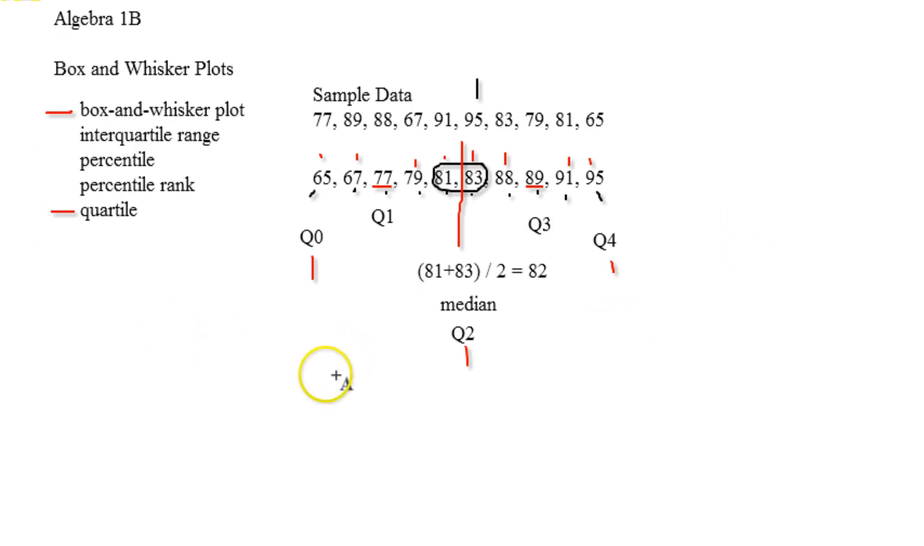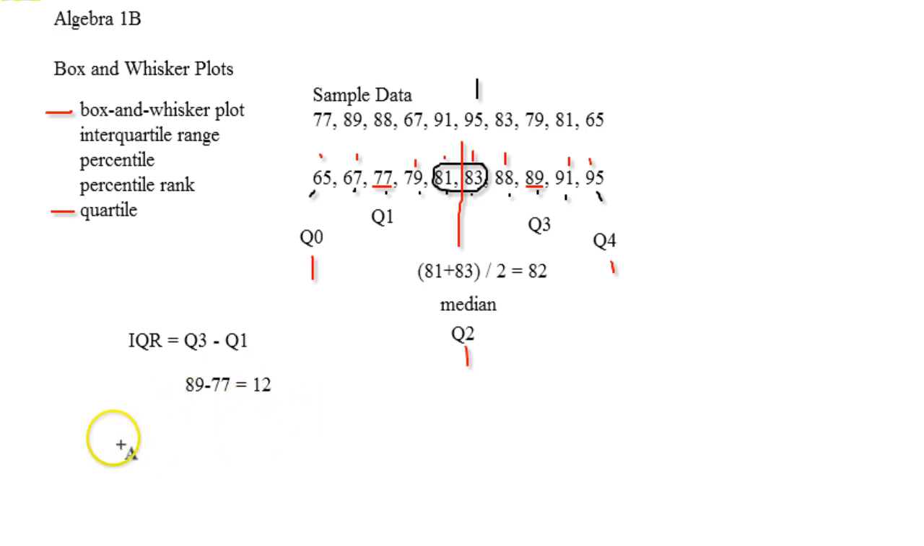Now the interquartile range, which is called the IQR, is going to be the 3rd quartile minus the 1st quartile. In this case it's going to be 89 minus 77, which is going to be 12. So there's a data spread of about 12 in between.